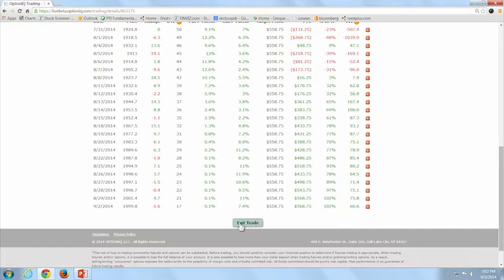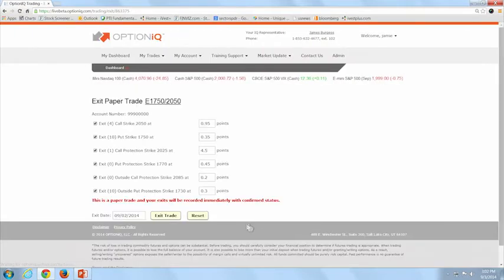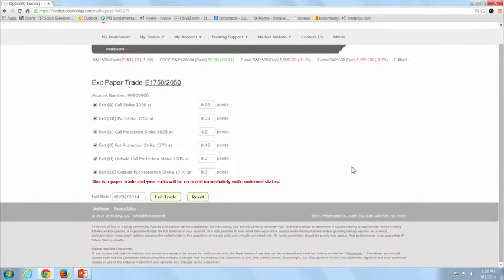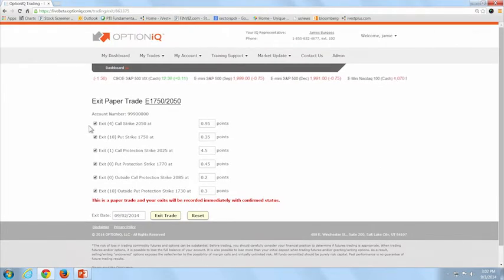So we hit this little button down here that says exit trade, and we have the opportunity to go in and exit it. Now when you're exiting a trade, you have the chance to close out just part of the trade or all of the trade. In this particular case, we're just going to close out all of it because this is a profitable trade. I'll give you an example of closing out part of a trade later on.